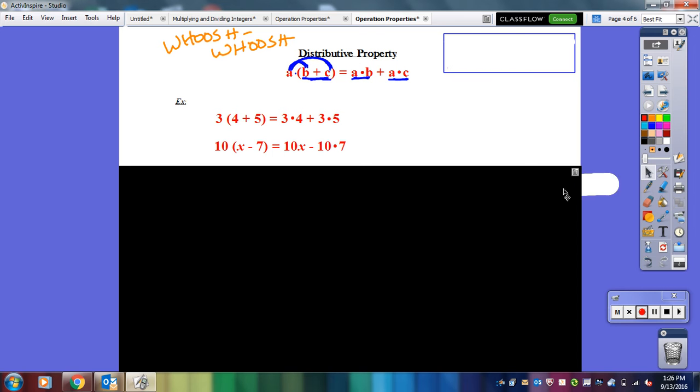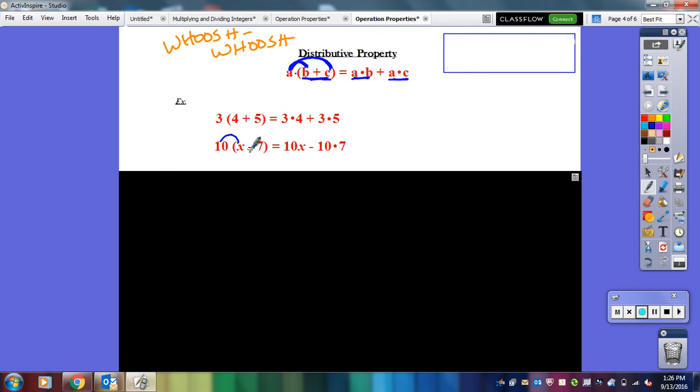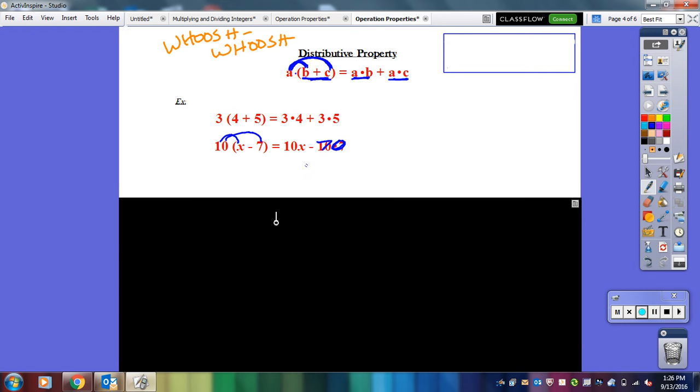It also works with variables. Whoosh, 10 times x is 10x, minus sign, 10 times 7, we'll write this as a 70. And it also could be a whoosh, whoosh, whoosh. We're just going to whoosh and distribute them all out. This is called the distributive property. Again, it's called the distributive property of multiplication over addition because when you do this, you distribute multiplication over addition.